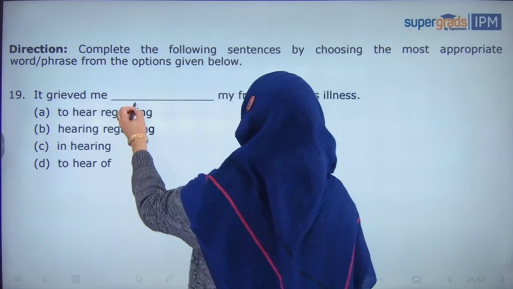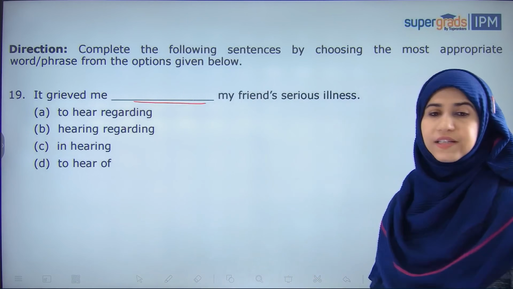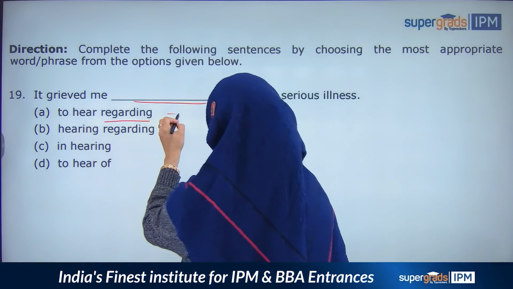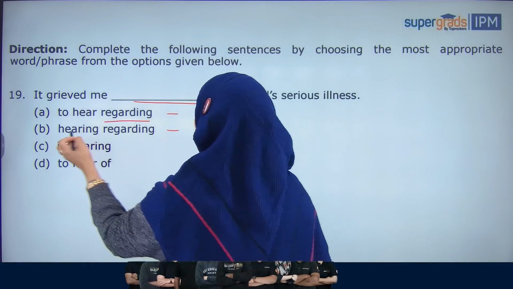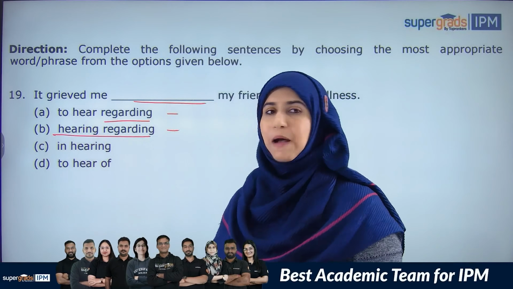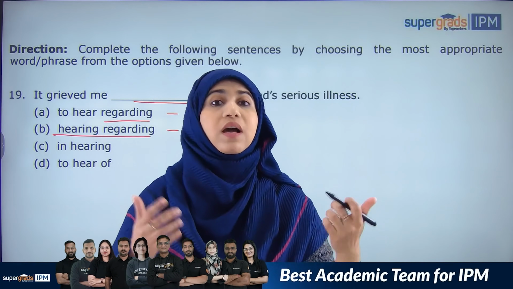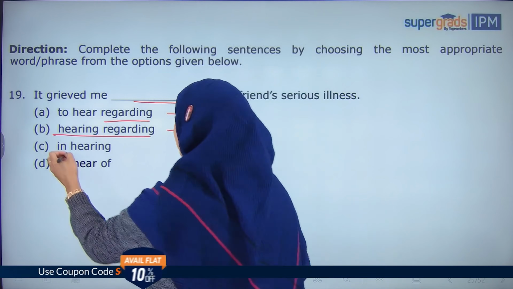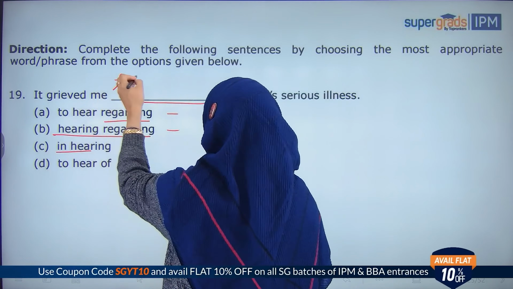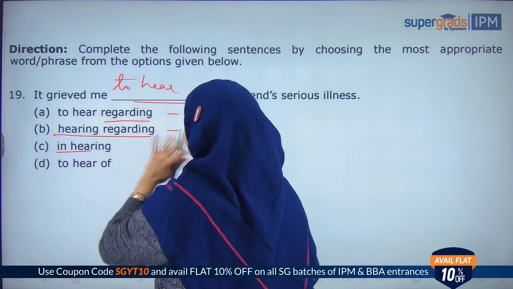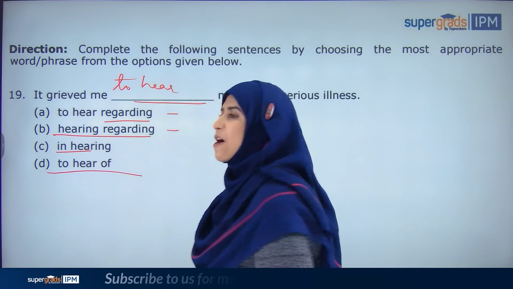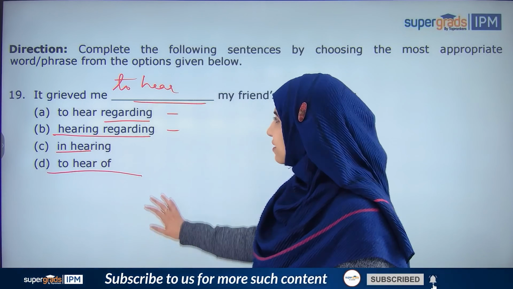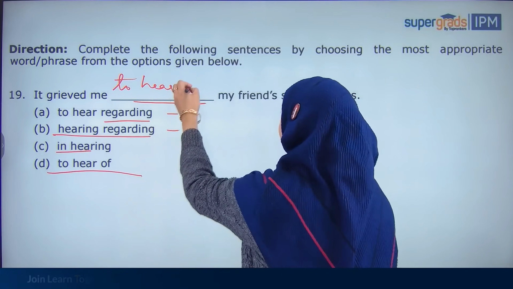It grieved me dash my friend's serious illness. To hear regarding, okay, can be hearing. Grieved me hearing, no. After me you will have to use to hear. Basic English sense, right? In will not come, to will come, hear will come. That's for sure. To hear of. Now this one was close between A and D. Now let's understand that to hear of.